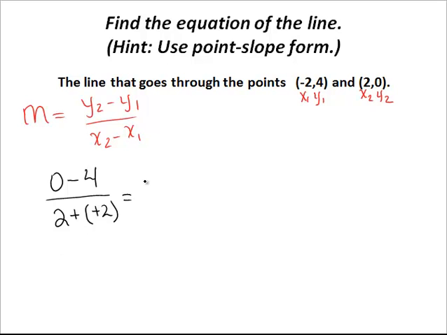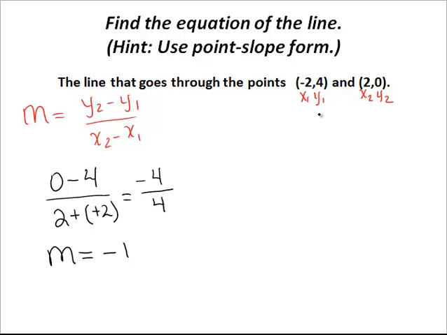So we then have 0 minus 4, which is -4, over 2 plus 2, which in this case is 4. So -4 divided by 4 happens to be -1. So the slope here, m, equals -1. I'm sorry, it's -1. So now we know the slope, and we can pick any point that we'd like so that we can solve for y equals mx plus b, the slope-intercept form of this line.